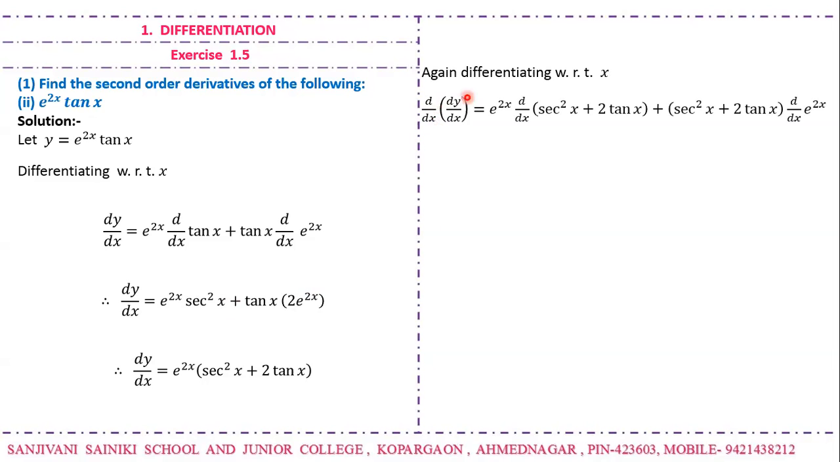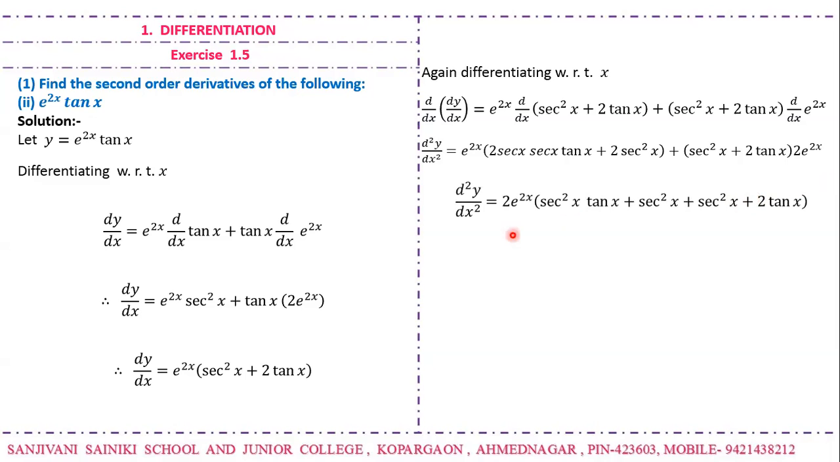So d by dx of dy by dx, again differentiating, again you have to use the product rule because here there is a product of two functions. First function as it is, derivative of the second function, plus second function as it is, derivative of the first one. So the derivative of sec square x is 2 sec x into sec x tan x, because you have to use the f of x square, whose derivative is 2 f of x into f dash of x. Derivative of tan x is sec square x. Here also the derivative of e raised to 2x is e raised to f of x into f dash of x.